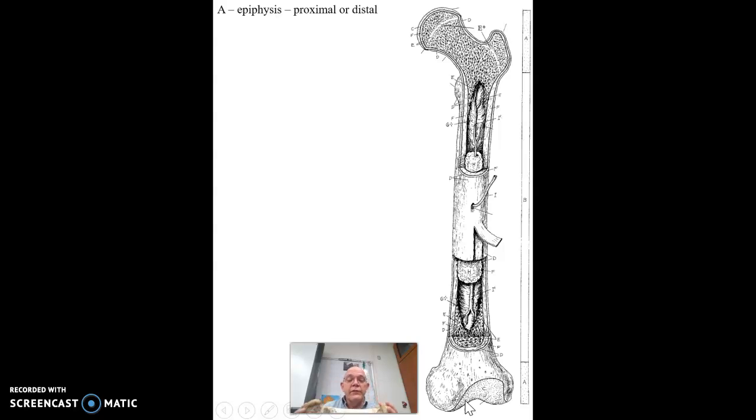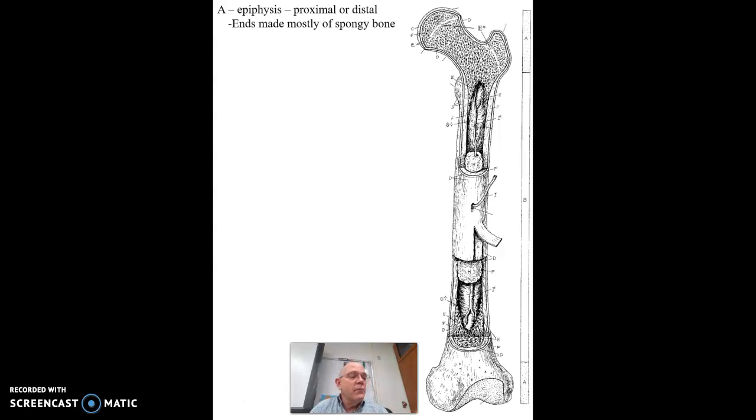That way we can say precisely which epiphysis we are talking about. Because obviously, if they're at opposite ends, that could be bad if someone's doing surgery and they get on the wrong end of the bone and start taking it apart. So we have proximal and distal epiphysis.